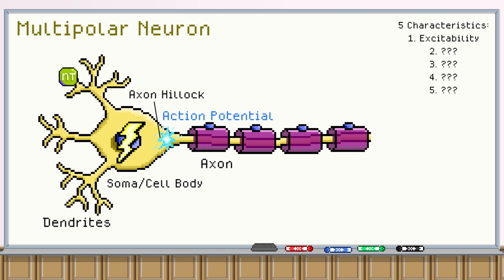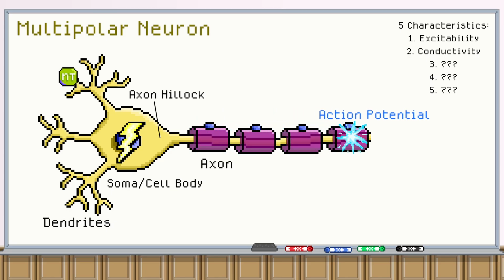These axons can be quite long, up to 3 feet. This gives us our second characteristic, conductivity. Conductivity is the ability to move the electrical signal. Now, wait a minute. 3 feet is a long way for an electrical signal to travel.